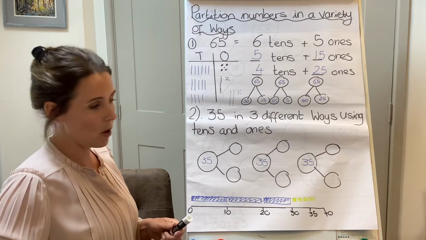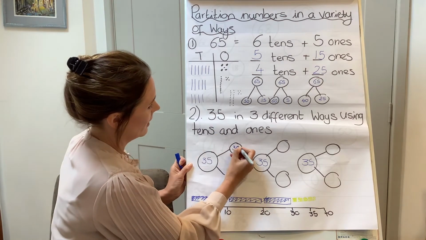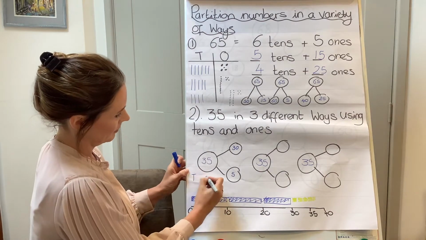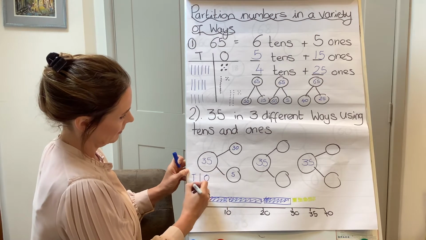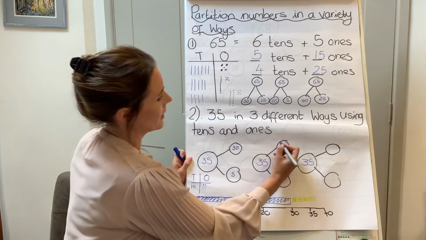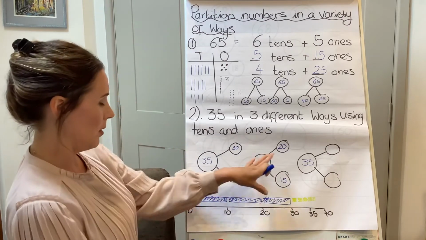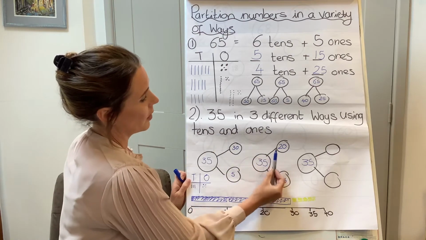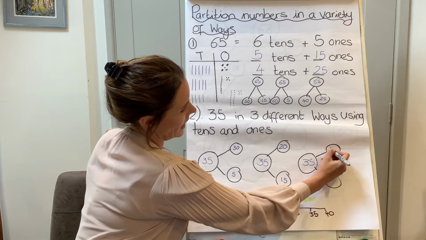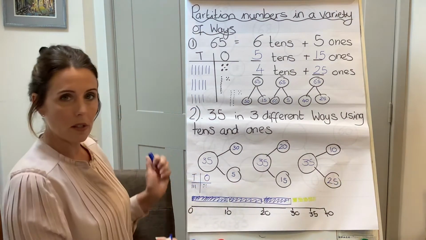Okay, so you might have come up with 30 and 5. So you got 3 tens and 5 ones. Or you might have had 20 and 15. So you've moved another 10 over. So you've got 2 tens and 15 ones. Or you could have had 1 ten and 25 ones as well.